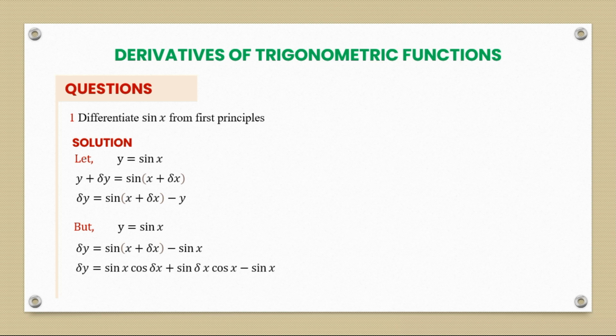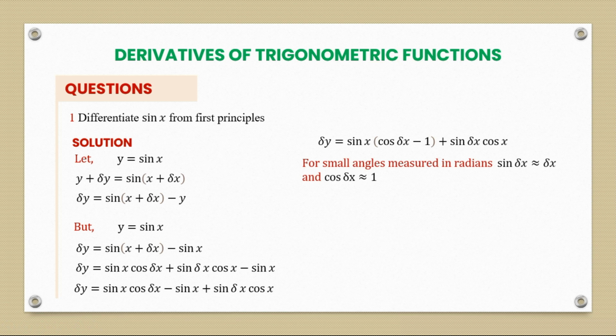Now from our knowledge of compound angles, we know that we can expand sine of x plus change in x, and this is how it is expanded. It becomes sine x cos change in x plus sine change in x cos x, minus sine x. Then next we can see that we have sine x in common. We have sine x here and sine x here, so we're going to factorize that out. When you factorize it out, this is what we end up having.